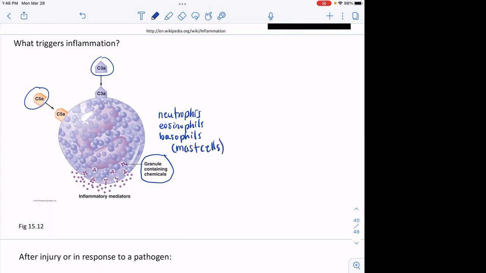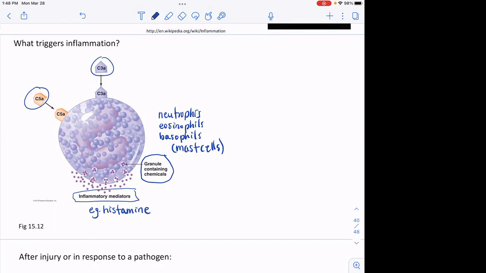We think about mast cells as being important during allergic reactions, especially. But when those granulocytic cells, they have receptors for the C5a and the C3a, and when those complement proteins bind to it, then it causes the cell to degranulate. And what's in those granules? Compounds or molecules that are referred to as inflammatory mediators. And your book lists some of those. One of them that is probably the most familiar, such as histamine.